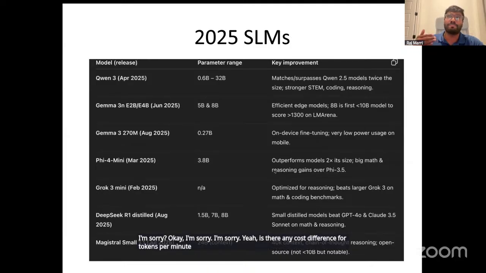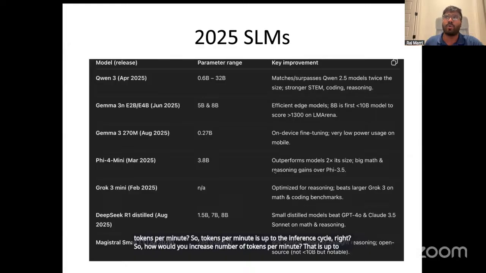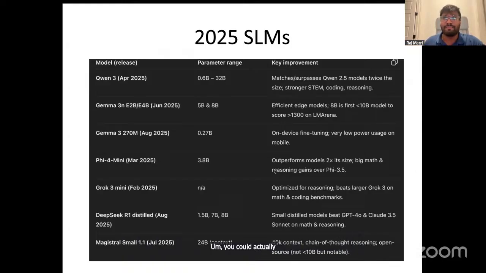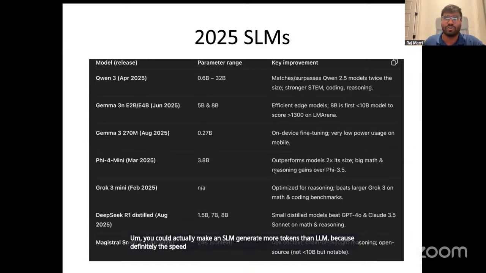So tokens per minute is up to the inference cycle, right? How would you increase the number of tokens per minute? That is up to how fast and how efficient your KV caching is, and also the chip that is running makes a lot of difference. You could actually make an SLM generate more tokens than an LLM, because definitely the latency is really low.